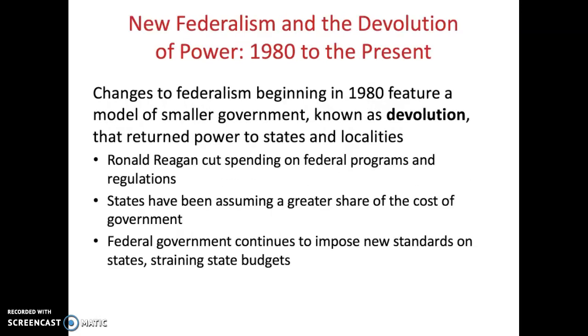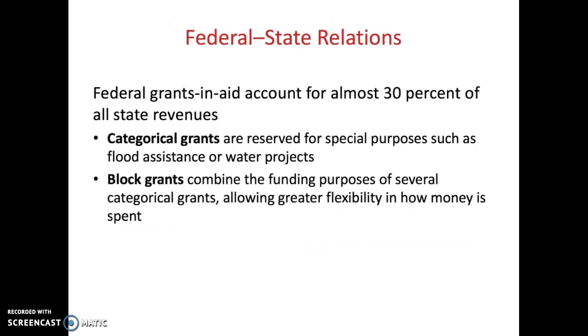Since that time, we've had the idea of devolution or de-evolution, where we're going to cut the size of the federal government and give more powers to the states and locals. And also this time, we have grant and mandate programs. When it comes to grants, we have what are called categorical grants, where the federal government will give the states money for specific problems that are determined by the federal government.